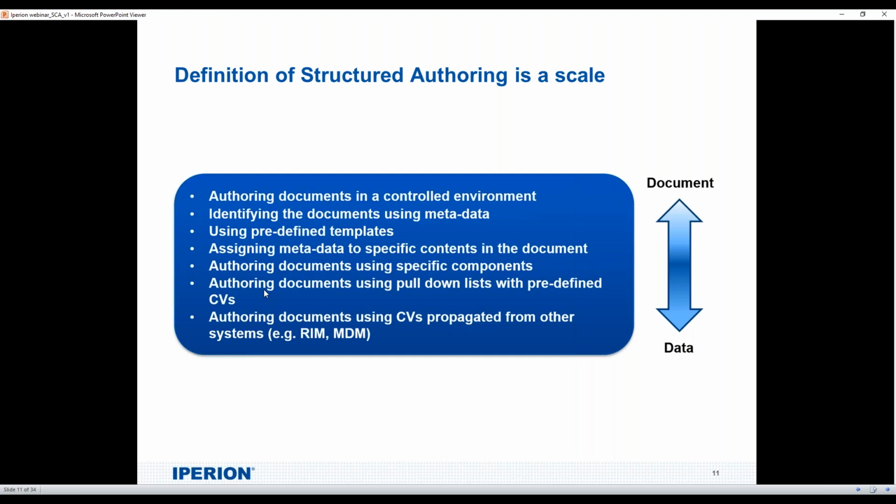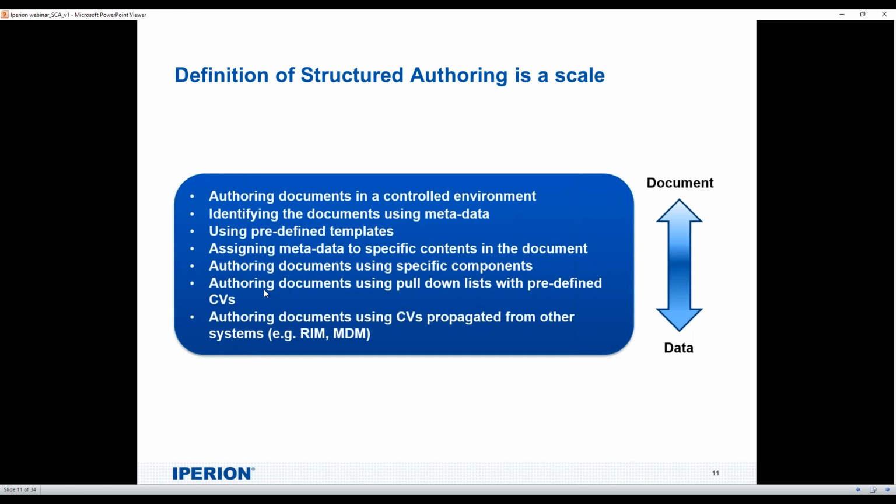But in this case, you should use a lot of metadata, which actually is also not necessarily exclusive for structured content authoring, as that also occurs in typical document management environments. You will use predefined templates, and it's starting to get more specific. You will assign metadata to specific contents in the document, and this is where things really start turning around. It means you start thinking in components, actually components that can have their own version.